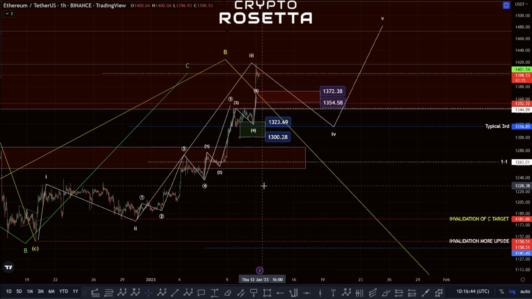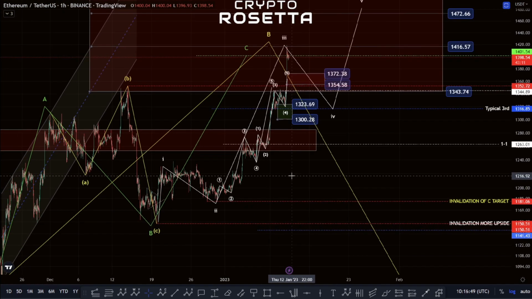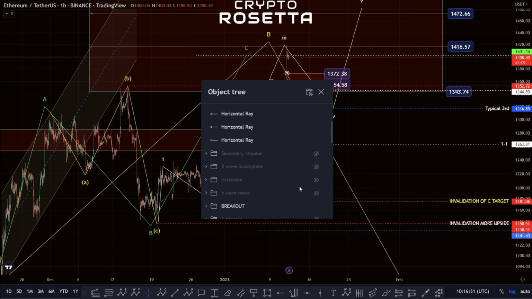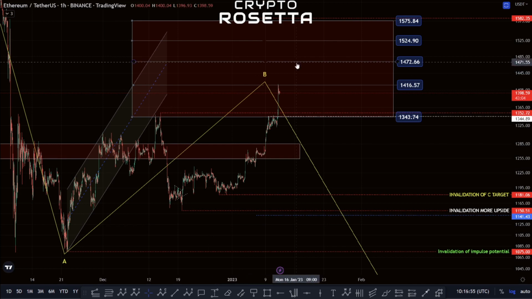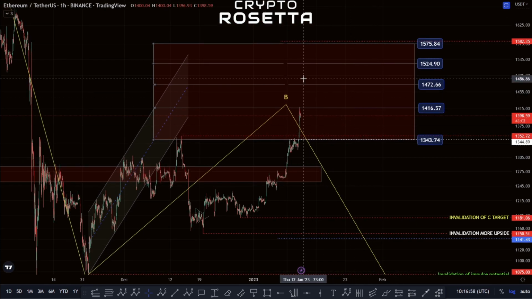So basically, there's a few things I want to talk about. Before we talk about the subwave structure here, I'm going to just turn this off for a second and we're going to talk about the fact that we've actually come back into this rejection box that we were looking at previously. And this is basically looking at this zone here of this 1575 all the way down to this 1343 area as a potential rejection zone. So this would be the 0.618, this 1416. So this move that we've had to the upside here effectively has come into this zone.